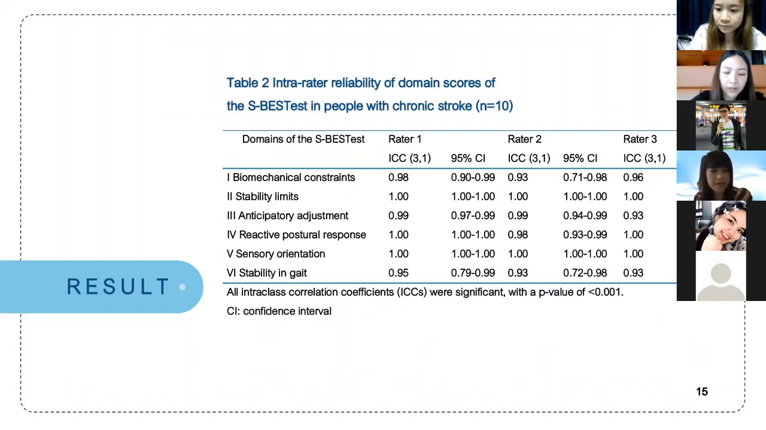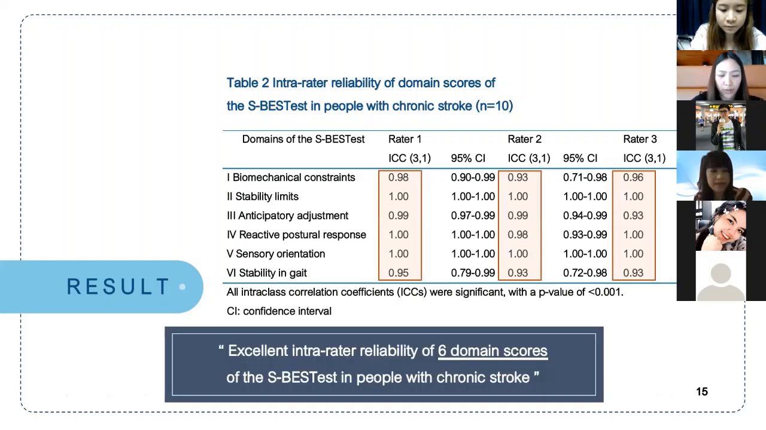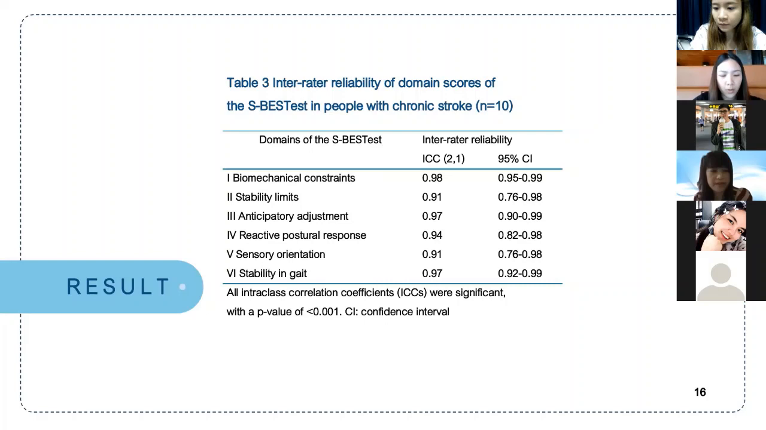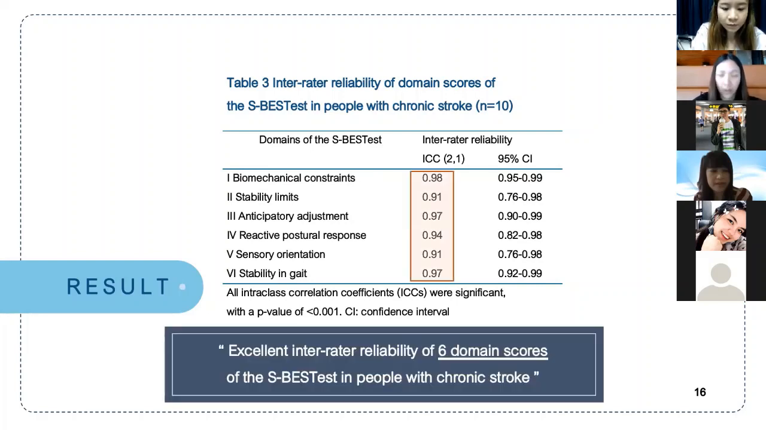And the inter-rater reliability of the 6 domain scores of the S-BEST test for each rater shows ICC more than 0.8. It means excellent for all domains. That's why the inter-rater reliability of the 6 domain scores of the S-BEST test between 3 raters shows ICC more than 0.8. It means excellent for all domains.